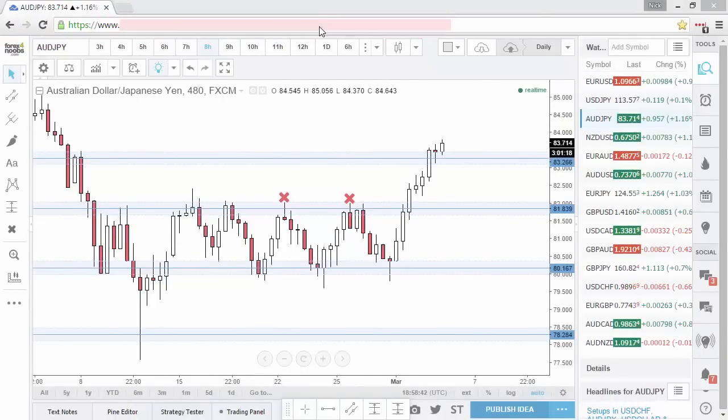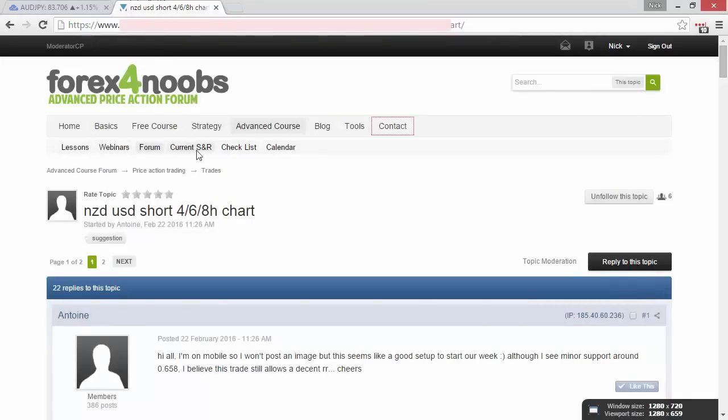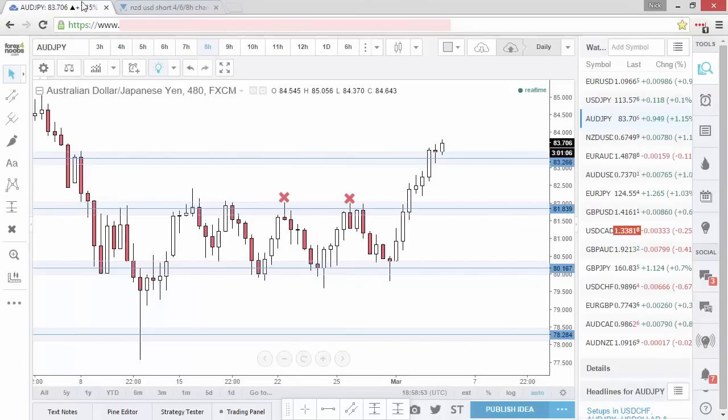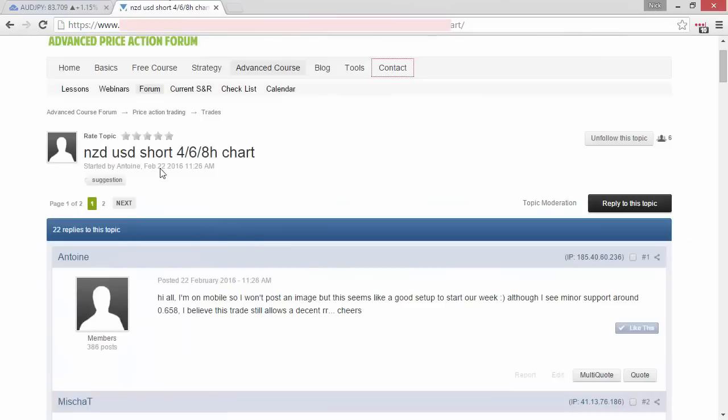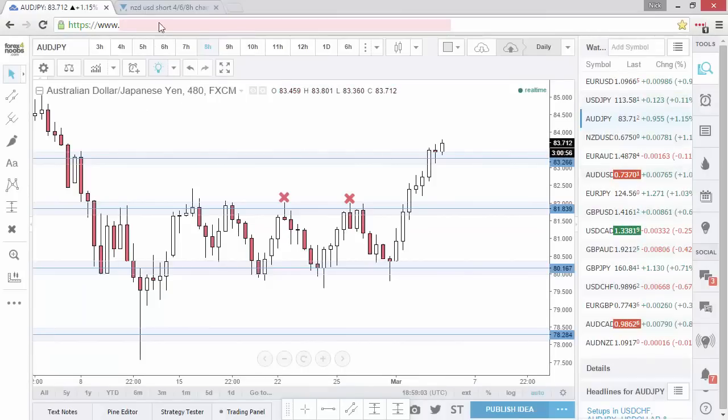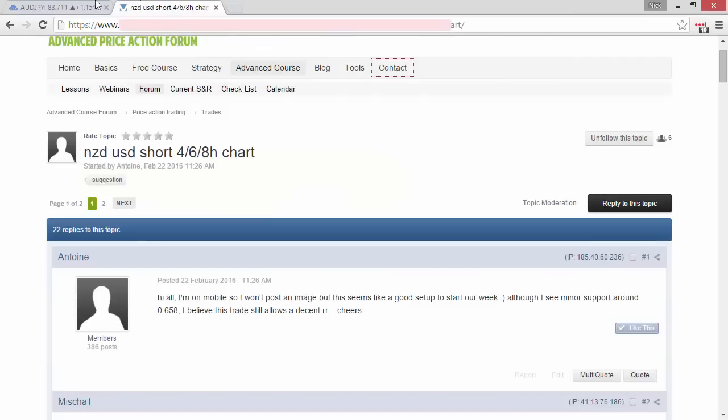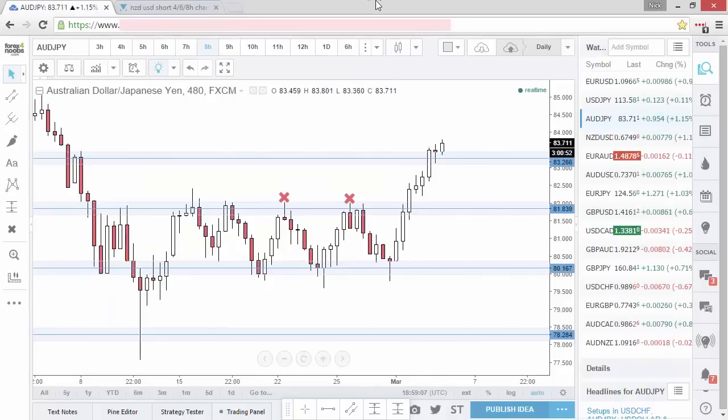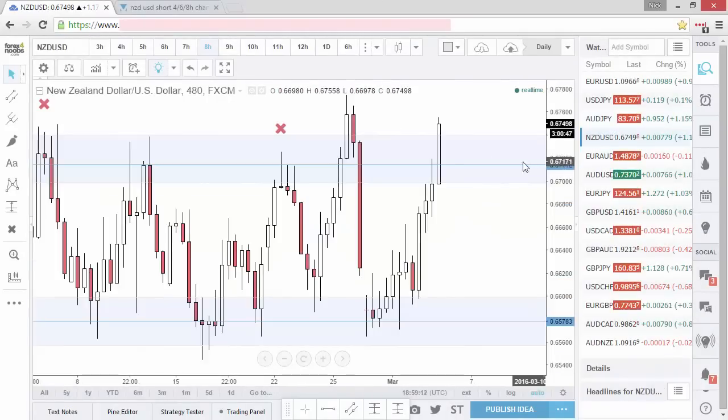The reason we're going to do that is because yesterday I showed you why those trades were worth entering, but today I want to show you how those trades were actually traded after they were entered. So we're going to start with the New Zealand USD short that we talked about yesterday, posted on February 22nd. The reason this red bar is here is just to hide the URL of the forum because it's a private forum. Anyway, so let's go over to New Zealand USD.